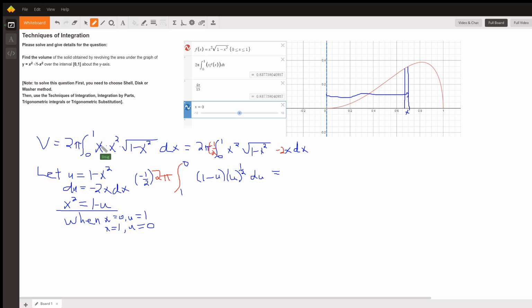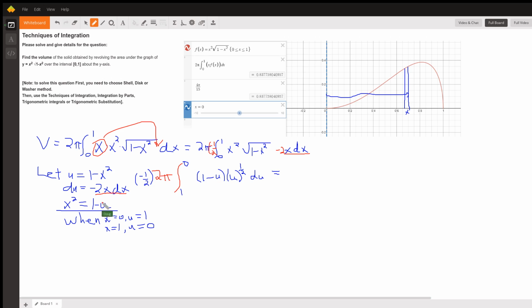I move this x, let me go to red, out in front of the dx, because this is what I want to end up with, negative 2x dx. So there's the x dx. If I put a negative 2 there, I need to put a negative 1/2 out front. And now I'm ready to apply u substitution. So here's the negative 1/2, 2.